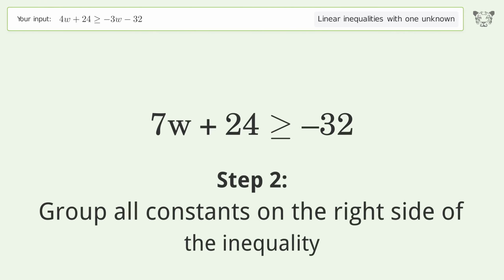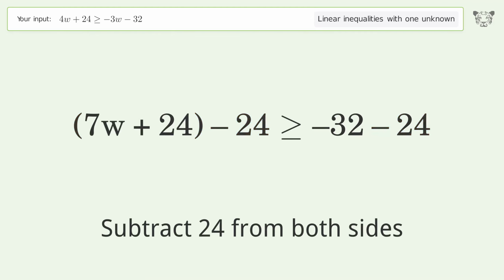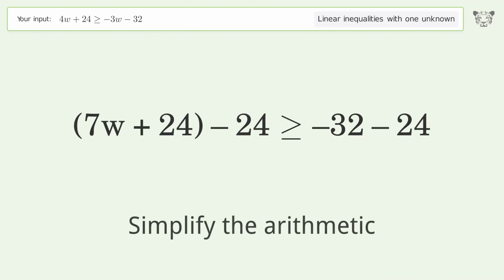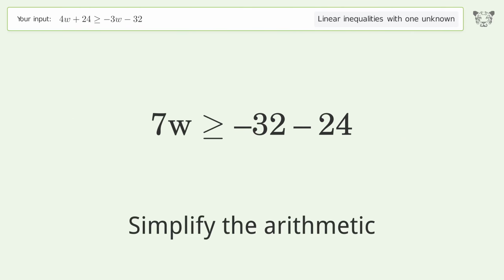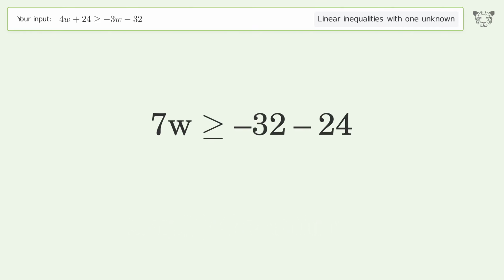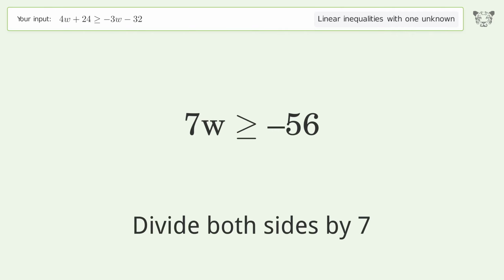Group all constants on the right side of the inequality. Subtract 24 from both sides. Simplify the arithmetic. Isolate the w. Divide both sides by 7.